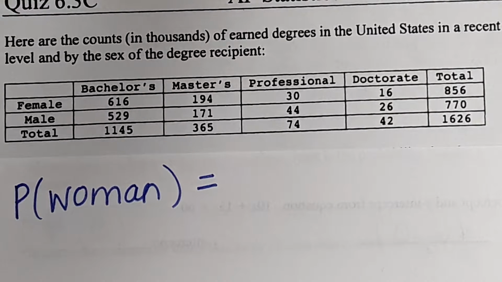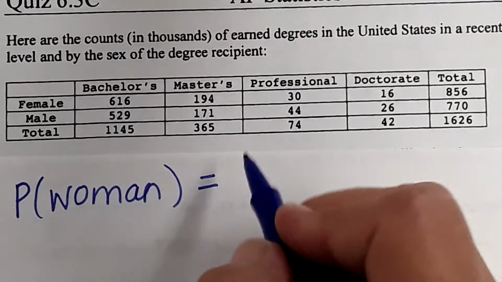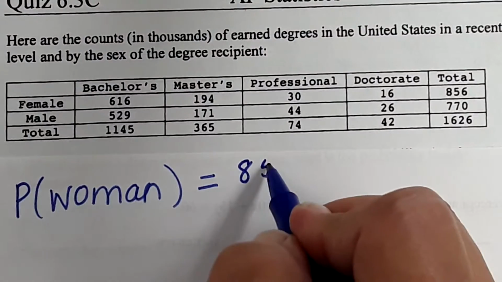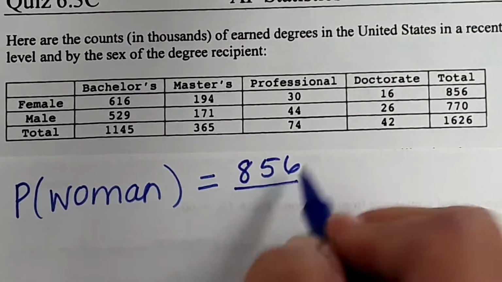What do you think? It would be 856 over 1626. What did you say again? I didn't hear the first number. 856 over 1626. Yes.